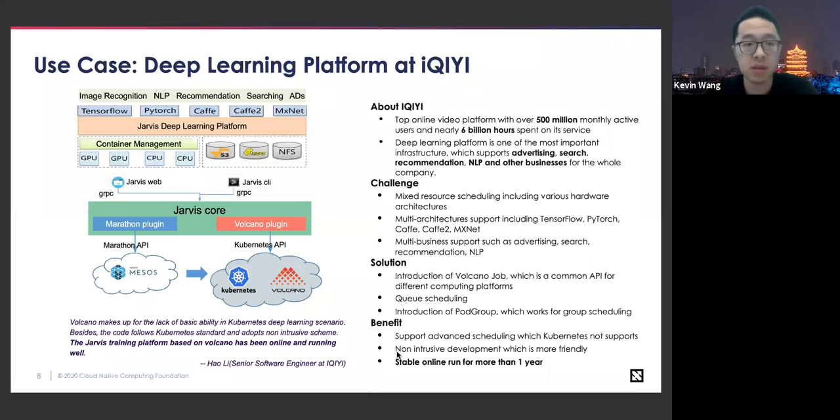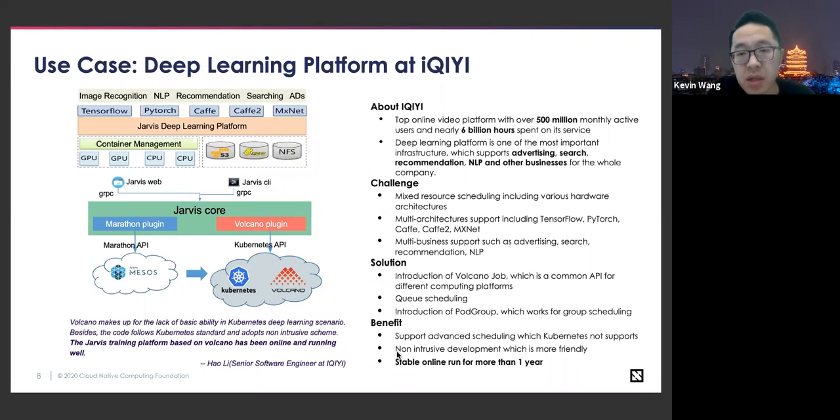Okay, the second one is the deep learning platform at iQIYI. iQIYI is also a top online video platform. It's similar to YouTube in the US, in the global internet. iQIYI is one of the top online video platforms in China, with over 500 million monthly active users.